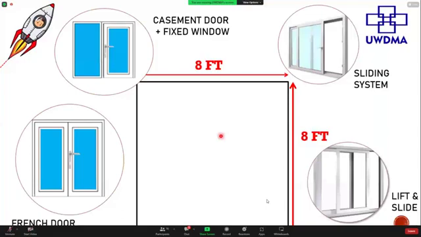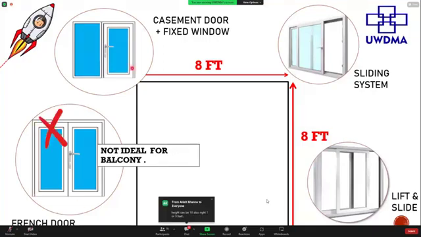Now, if we talk about some solutions for his balcony doors, where he wants a soundproof and dustproof solution: French doors, we don't go for balcony. They are not ideal for balcony, because firstly they are expensive, and secondly they need huge space to open. So they are not ideal for balcony. Yes, of course, we can go for a fixed and openable door.